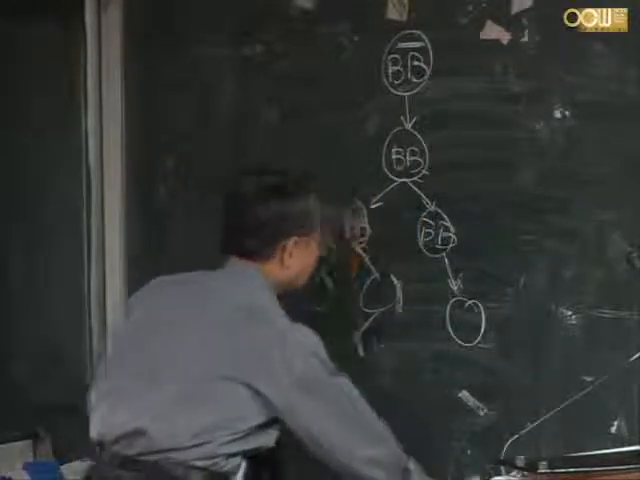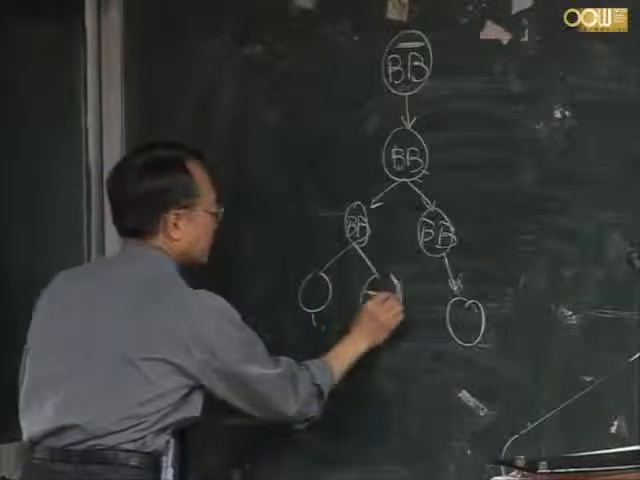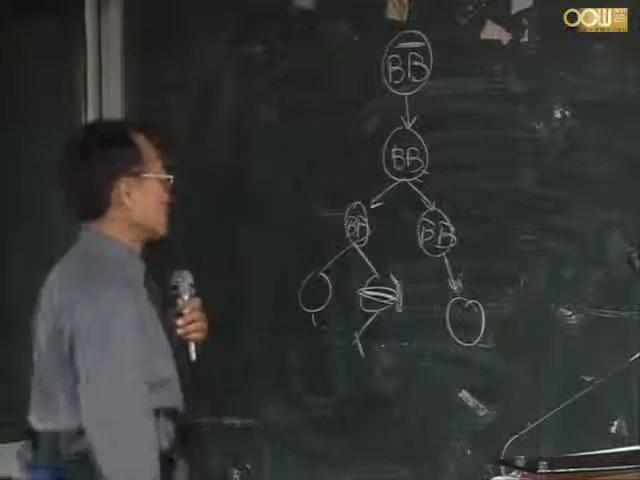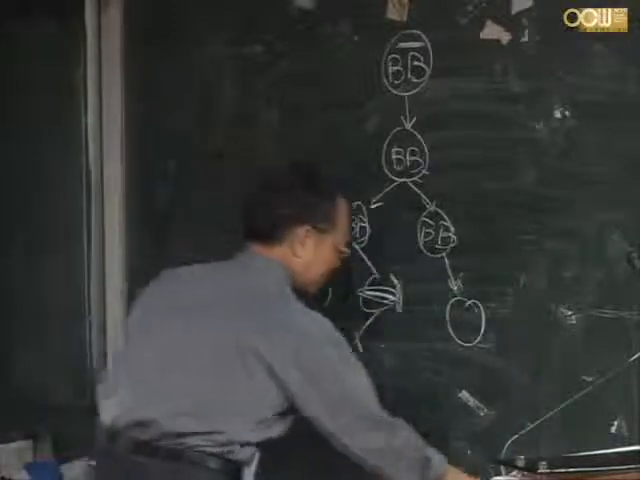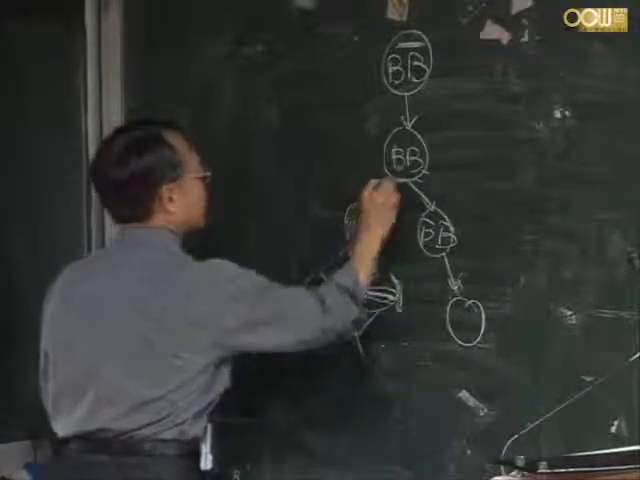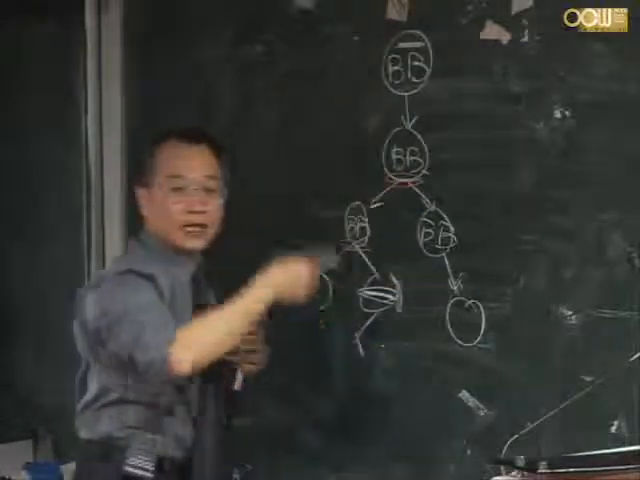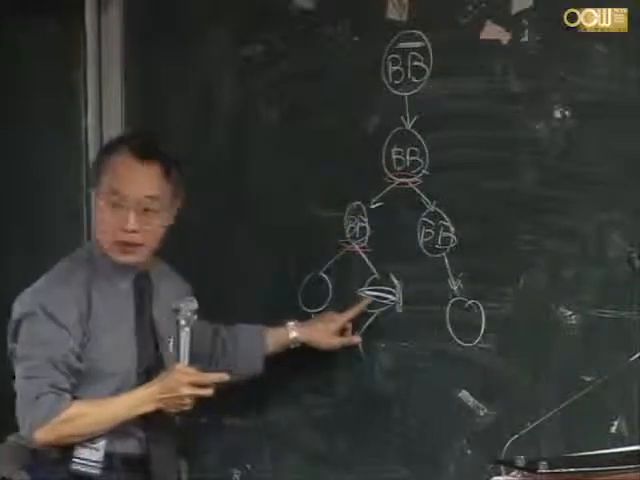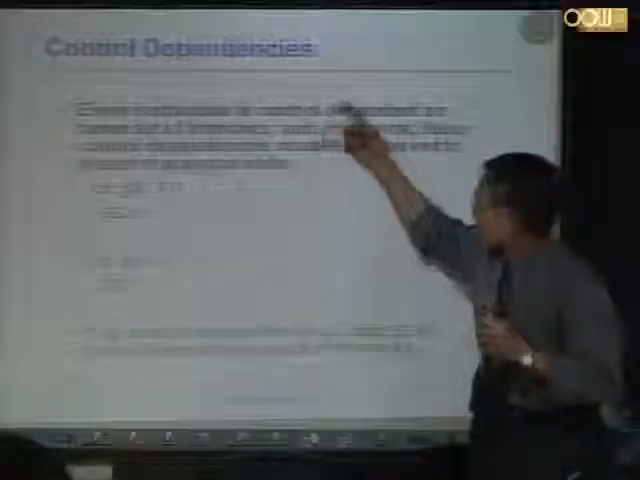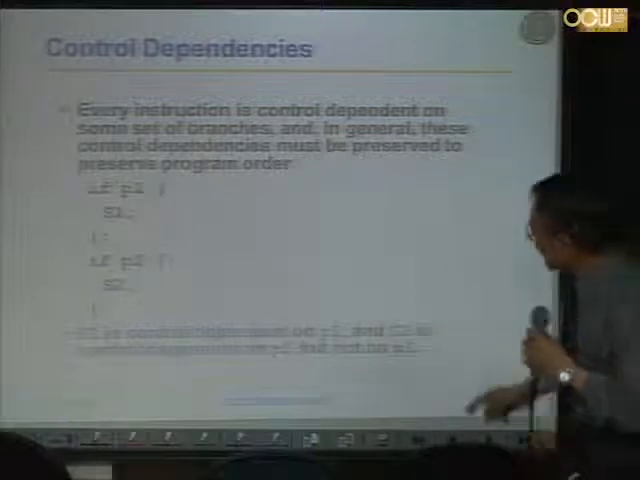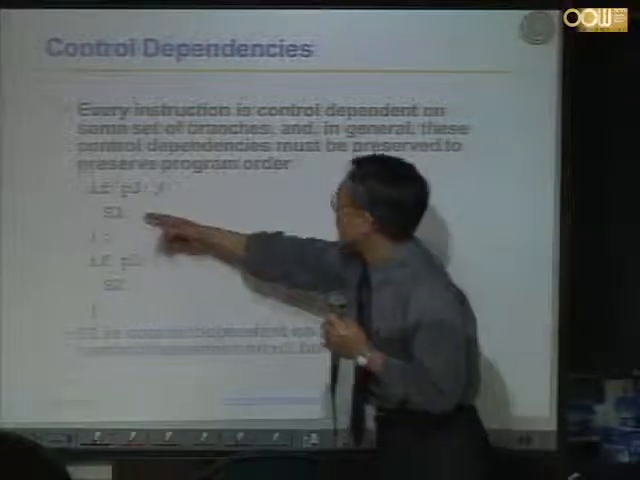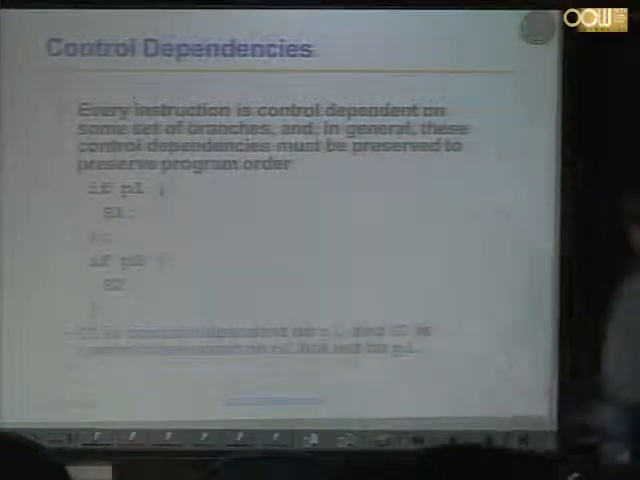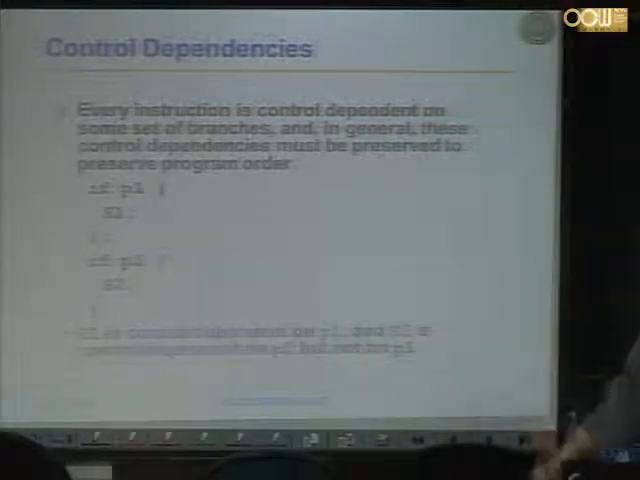The execution of a certain instruction within this basic block is dependent on what? On this branch and this branch and this branch and this branch. It depends on a sequence of branches in order for us to get to here. So that's what this statement says. So S is control dependent on P1. In this case, it's control dependent only on one statement. And S2 is dependent on which one?